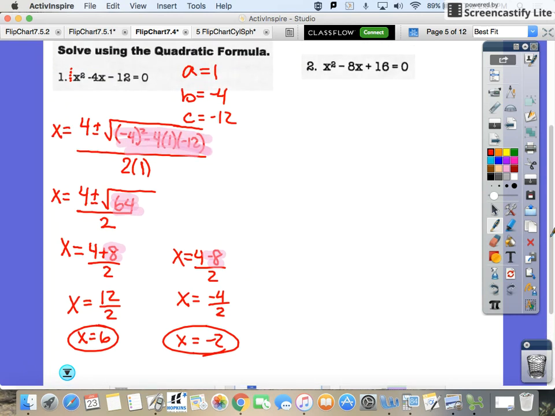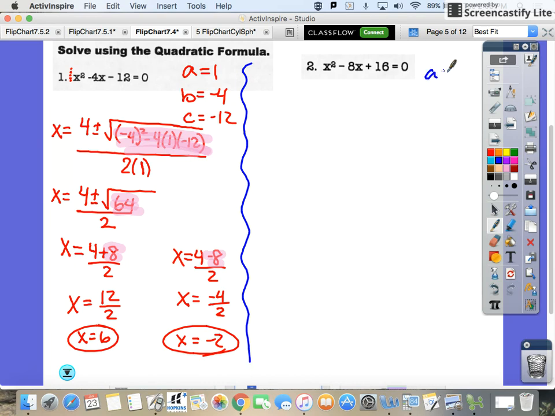Now, what you might have noticed is you could have factored this pretty quick. -6 times 2 is -12, and then they add up to -4. So you could have factored if you wanted to, but the quadratic formula will work. Just the other method might be faster. Okay, we'll try to do one more. Hopefully I don't get cut off, and then I'll stop it and we'll start a new video.